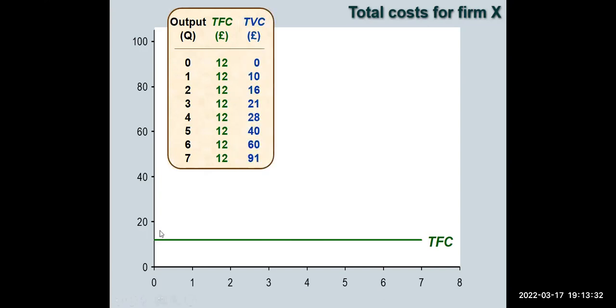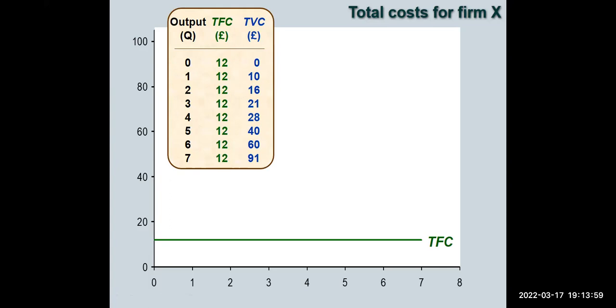Now look at the total variable cost. What is happening with the total variable cost? It is continuously increasing, but the increment that is happening is different. Say, for example, from 0 to 1 unit, the total variable cost is 10 pounds. From 1 to 2, it is 6 pounds. From 2 to 3, it is 5 pounds.